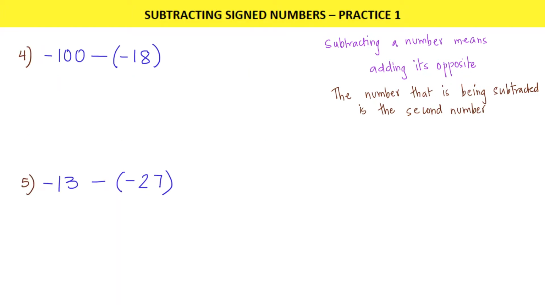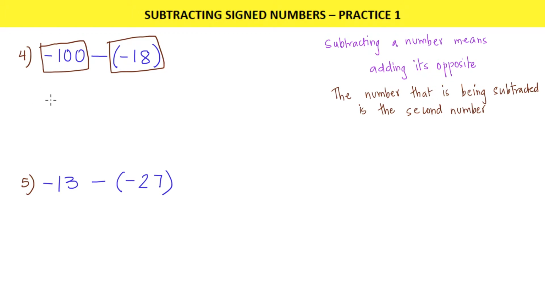On to the fourth problem. Negative 100 minus negative 18. The two numbers in this problem are negative 100 and negative 18. Well, negative 18 is greater than negative 100, so the second number is greater than the first number. So our answer will be negative. Let's see if that's true.